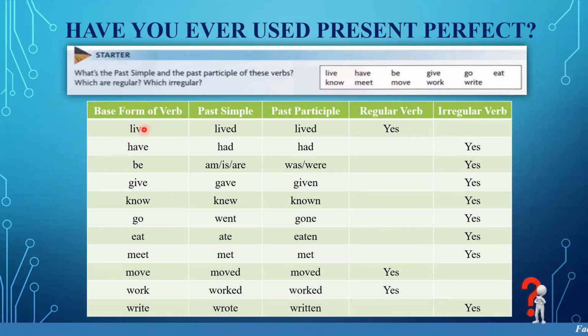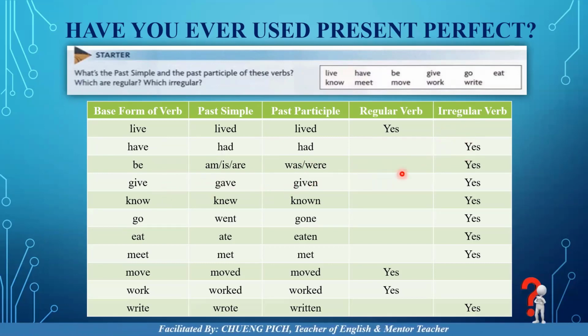So live, lived, and lived. So I put yes here, meaning that it is a regular verb. It doesn't change. It just adds d to the base form of the verb. Yeah, and have, had, had. So it is an irregular verb because it changed from have to had. Be, is, are, was, and were. So it changed. Okay, so it is an irregular verb as well.